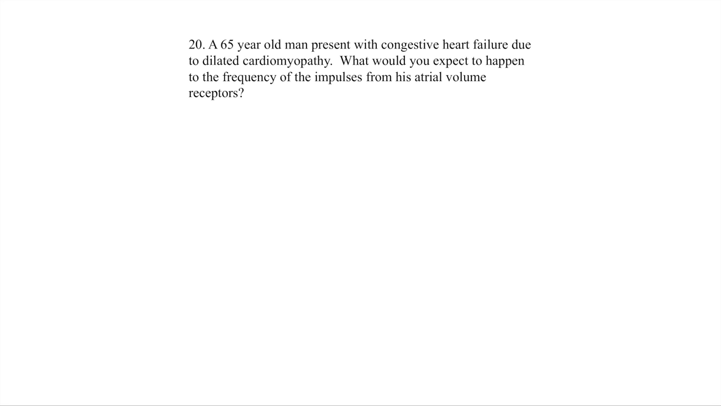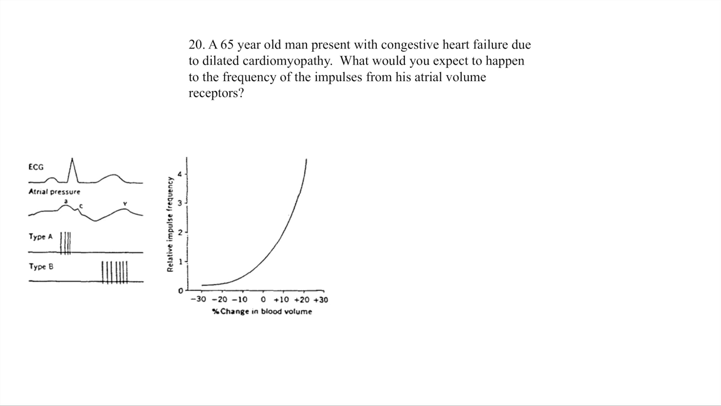What would you expect to happen to the frequency of impulses in a man with congestive heart failure? So you guys know with congestive heart failure, your central venous pressure tends to rise because your cardiac output is falling. Okay? So if your central venous pressure rises, that means your atrial pressure and volume is going up.